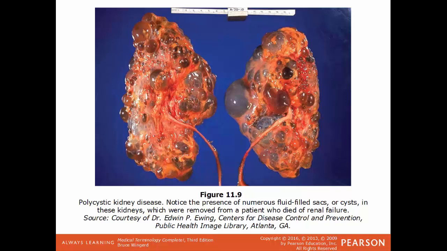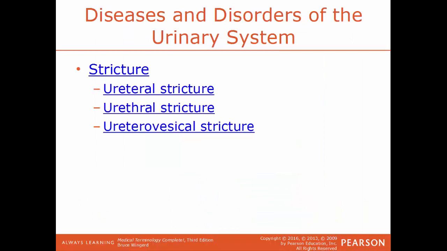These are water-filled sacs that will impact the kidney's function. So next term, stricture. This is an abnormal narrowing of a bodily passage, especially a canal or a tube of some kind. And this can be caused by tumors or by inflammation or by scar tissue.